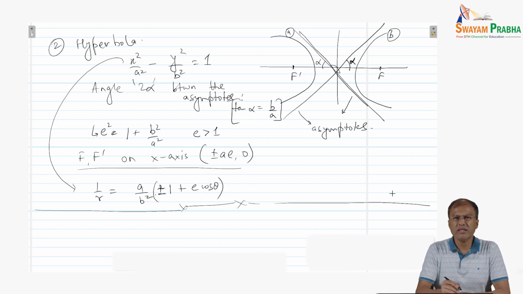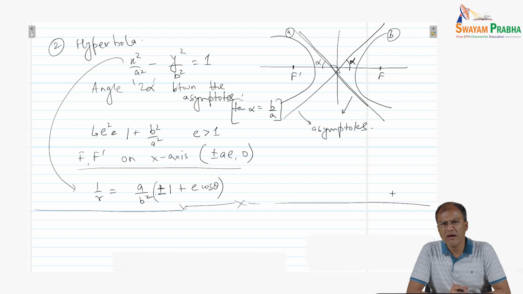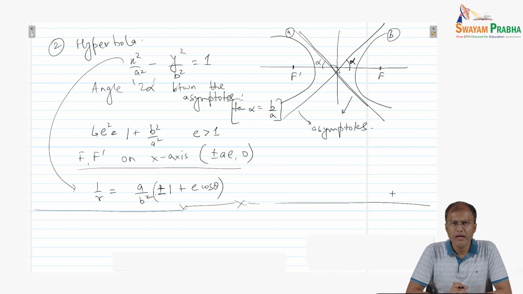The equation for the parabola is very simple. For e equal to 1, you can put it in the ellipse equation and you will get an equation. That is not of our interest for the current time. We will mainly focus on the hyperbola and the ellipse, because these are the typical trajectories of these planets.